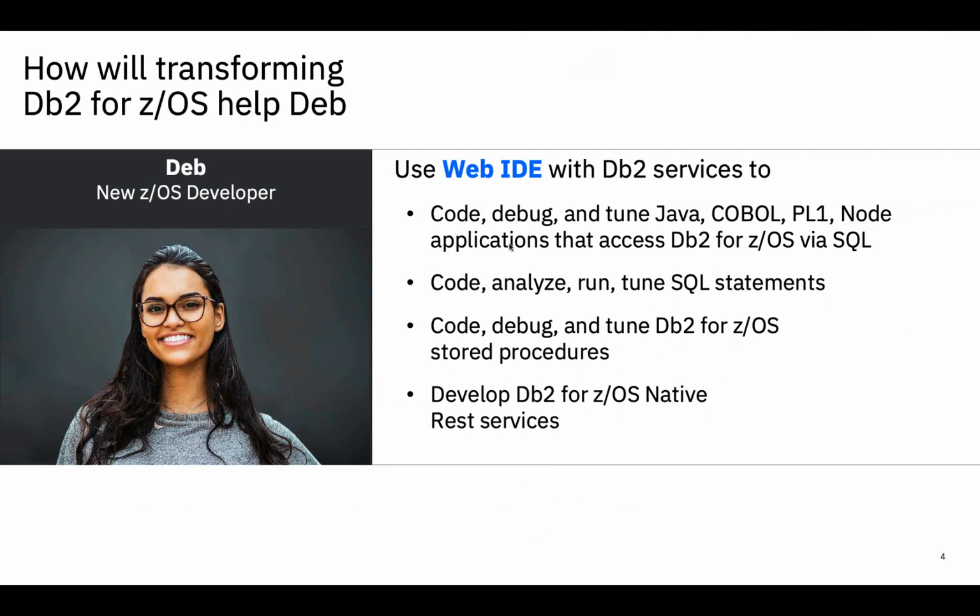So we want Deb to be able to code, debug, and tune Java, COBOL, PL/I, Node, write SQL scripts, code, analyze, run, and tune SQL statements, code, debug, and tune DB2 stored procedures, and develop DB2 native REST services, all from her workspace, which in this embodiment is VS Code.